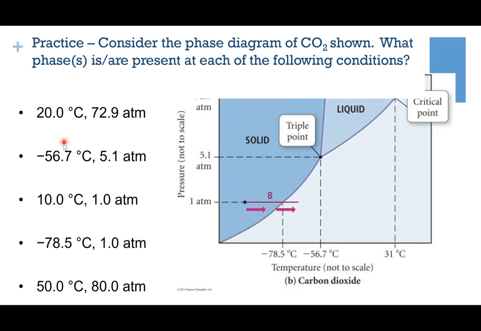At negative 56.7 degrees Celsius, 5.1 atm, what phase or phases are present? So that is at the triple point. The triple point is not a phase. The triple point is a point. So if I'm asking what phases are present, you would say all three, the solid, the liquid, and the gas are all present at negative 56.7 degrees Celsius and 5.1 atm.